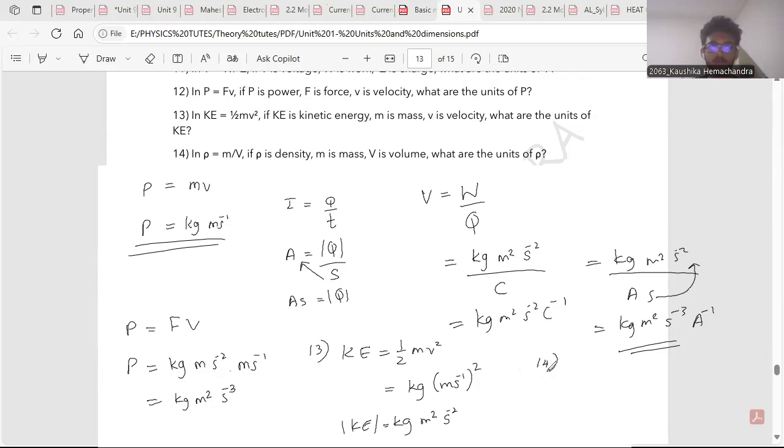Then 14th one, rho equals m over V. That's just basic density, no? So kilograms divided by cubic meter, that's for volume. So kilograms per cubic meter.